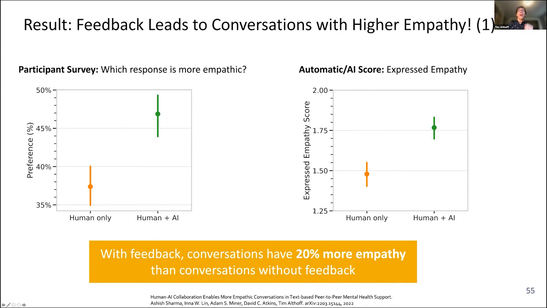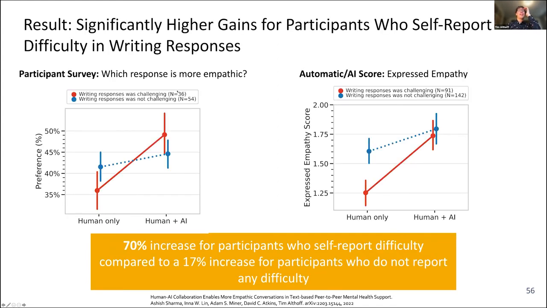Now, we also asked people whether it was challenging for them to express empathy. We know for most people on the platform that is true, and there we actually didn't see 20% improvements. We saw about 70% improvements in expressed empathy for everybody who found it challenging, which really is a target group for a system like that, and we were excited about.